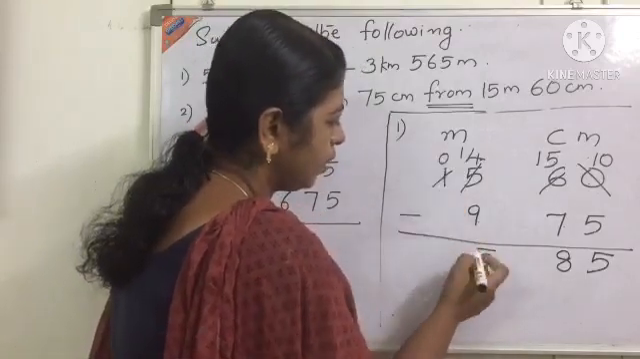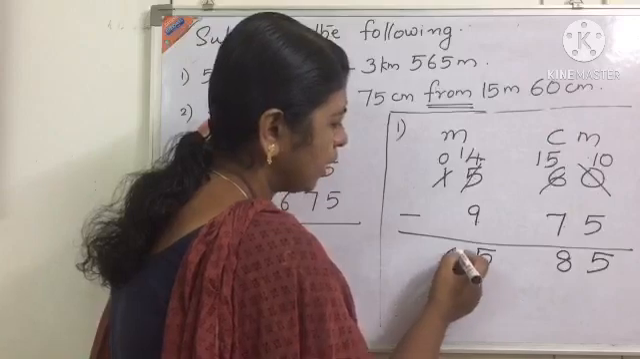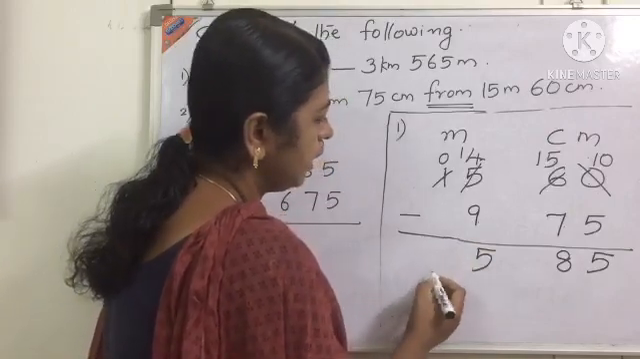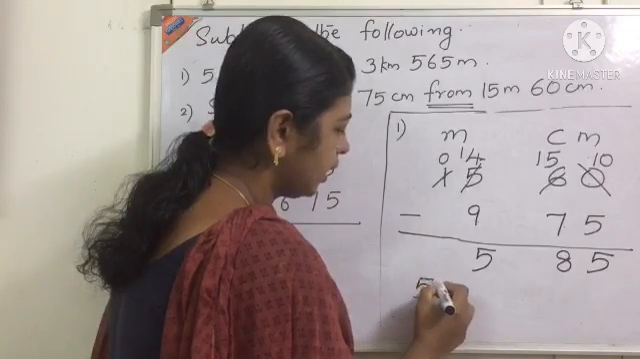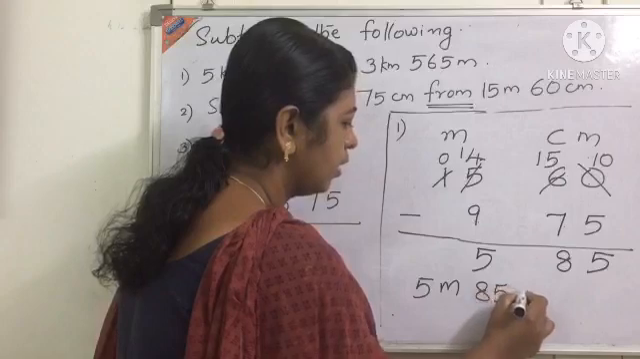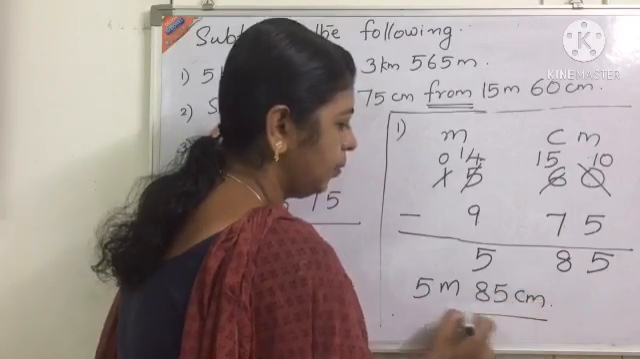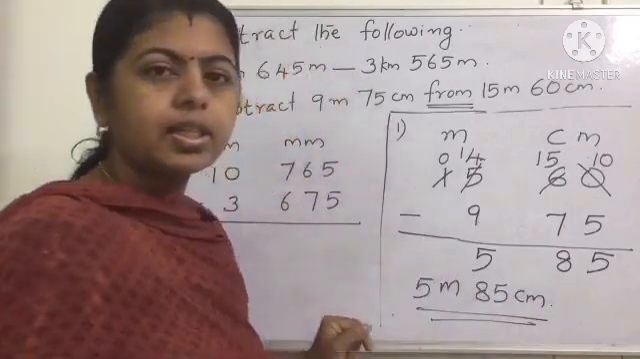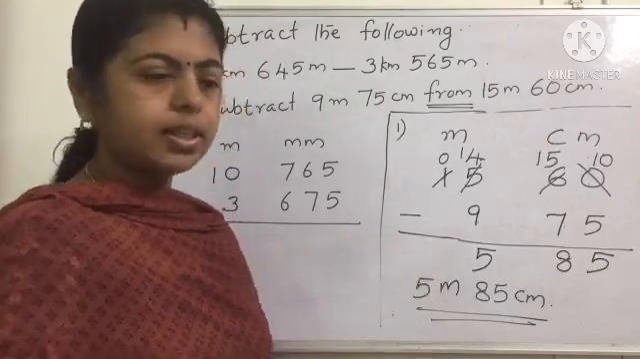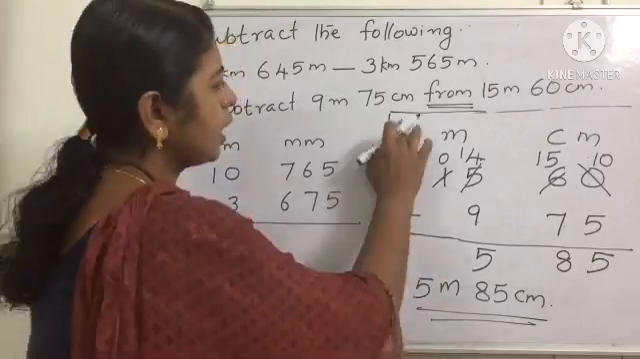Then here only 0, we don't want to write 0 here. Then what is the answer? It's 5 meter 85 centimeter. Is it clear? Okay, you want to write all these into your notebook. It's question number 2.